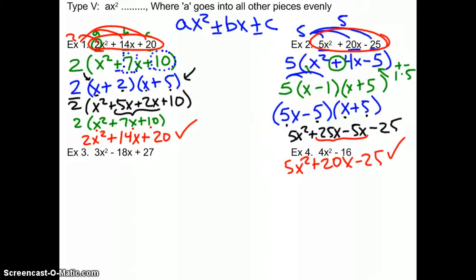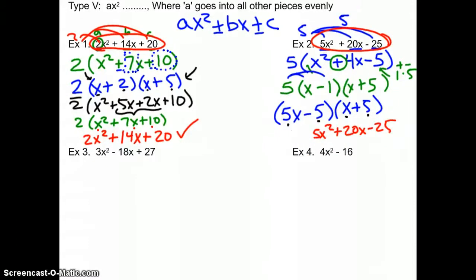Okay, so now we're going to look at example 3. I'm looking for a common factor in all 3 of my terms. Looks like my common factor is going to be 3. So I'm going to undistribute a 3 and then factor. If I undistribute the 3 from the first term, I'm left with just x squared. If I divide negative 18 by 3, I'm left with negative 6x. And if I divide 27 by 3, I'm left with 9. So now I'm going to factor all of these terms inside my parentheses.